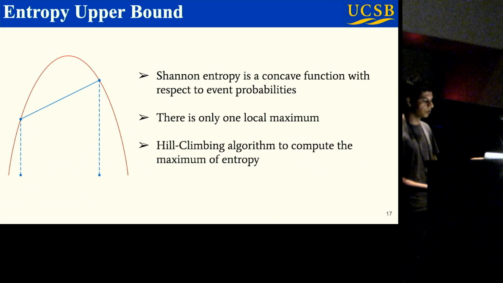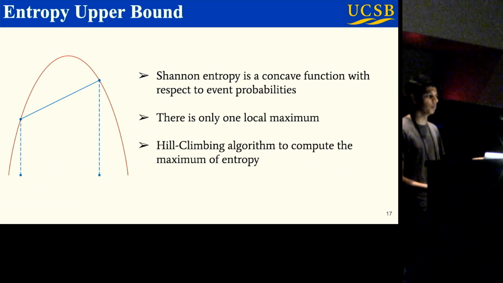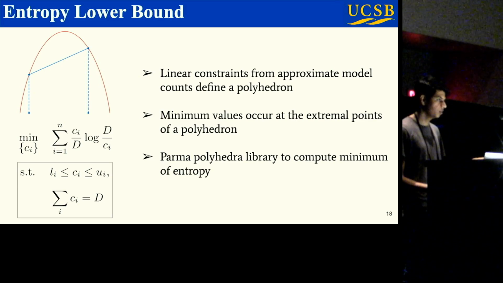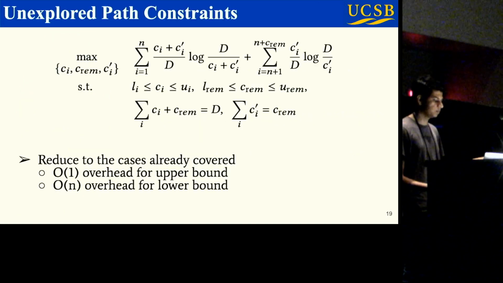So let's see if we can leverage this insight to create algorithms to upper and lower bound Shannon entropy. Shannon entropy is a concave function with respect to event probabilities. Therefore, there's only one local maximum. So we can simply use the hill climbing algorithm to arrive at that local maximum. As for lower bounding, it's a little bit more complicated, but we see that the domain that we're optimizing over is a convex polyhedron. The minimum of a concave function over a convex polyhedron occurs at the extremal values, and that's exactly what we saw. So we simply optimize over all the extremal values.